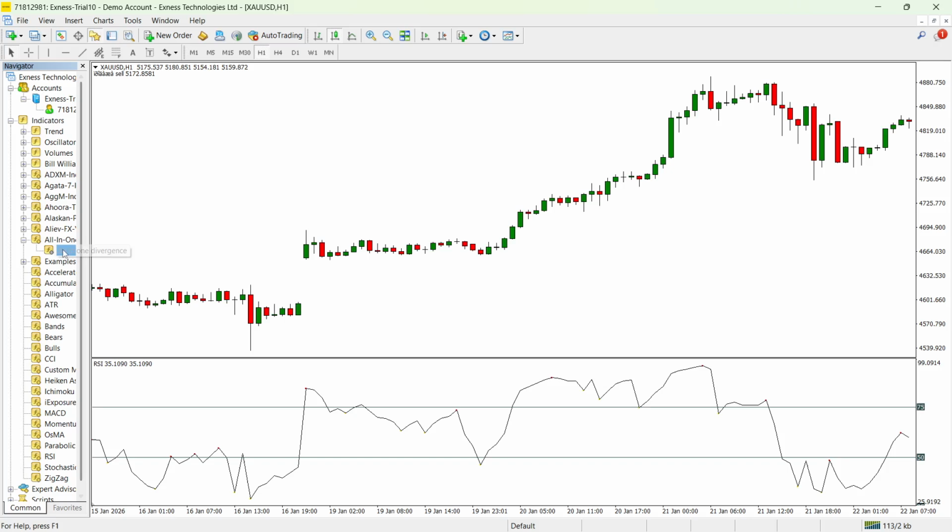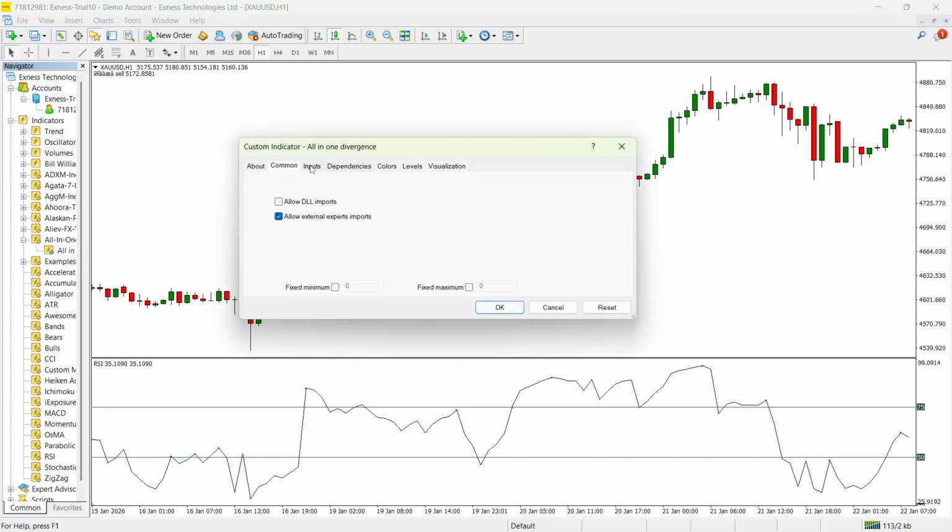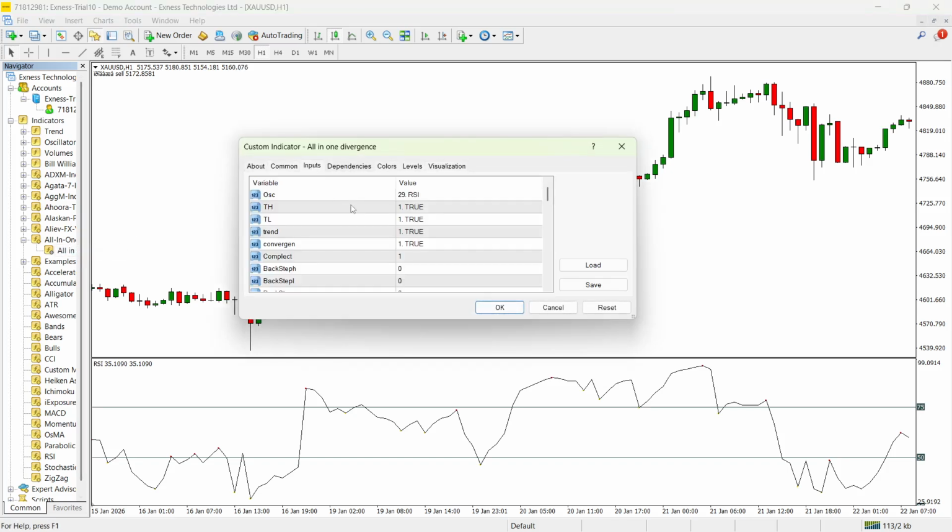As for the settings, let's take a look at the inputs. The OSC parameter lets you select which of the built-in oscillators you want to use for divergence detection, covering up to 30 options including RSI, MACD, Stochastic, CCI, Momentum, and others.